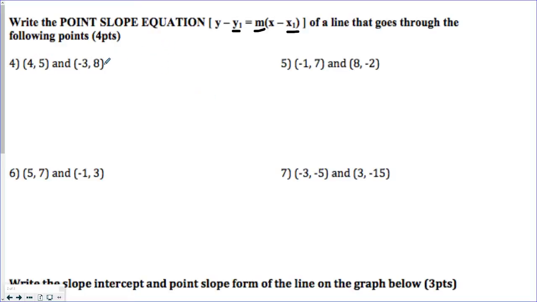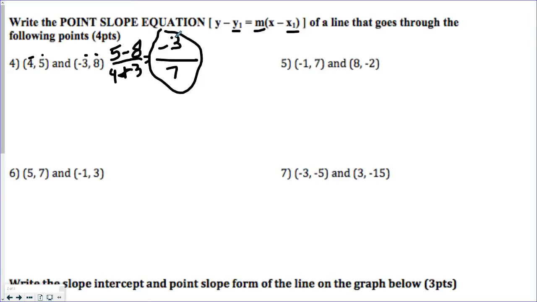Now, the first step here is still the same. You have to find your slope. Let's go ahead and do that. 5 and 8, so 5 minus 8. Take my y's and subtract them. 4 and negative 3, so 4 minus negative 3. 5 minus 8 is negative 3. This, remember, double negative is a plus, so 4 plus 3 is 7. So this is my slope, negative 3 sevenths. It can't be reduced anymore.